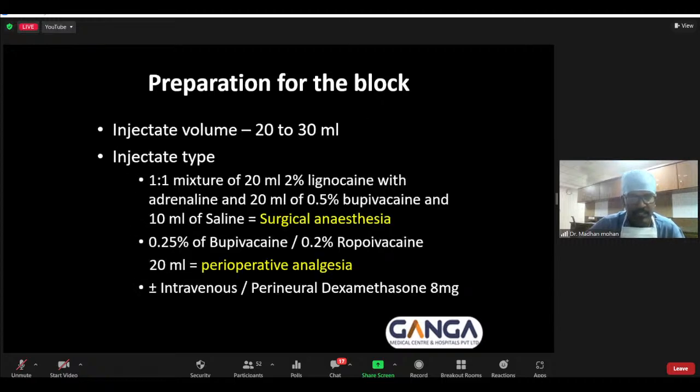And injected volume in ultrasound, again, up to 20 ml is sufficient. We always give 20 ml of local anesthetic since it is ultrasound guided. And injected type in our institution, we use a 1:1 mixture of 20 ml of 2% lignocaine with adrenaline and 20 ml of 0.5% bupivacaine and 10 ml of saline for surgical anesthesia. And if it is a case of perioperative analgesia, we use 0.25% bupivacaine or 0.2% ropivacaine, 20 ml, with or without intravenous or perineural dexamethasone 8 mg.